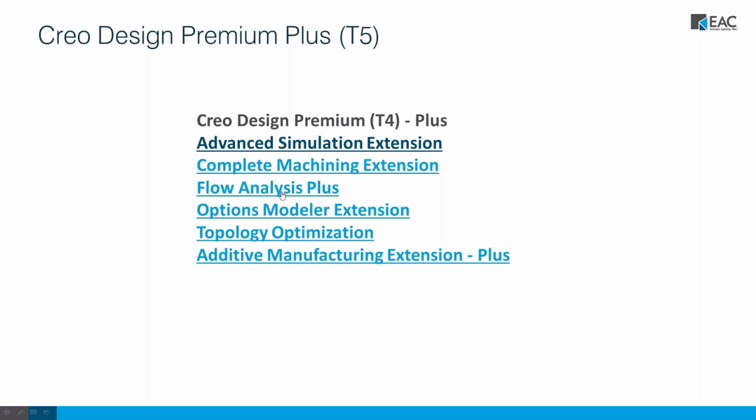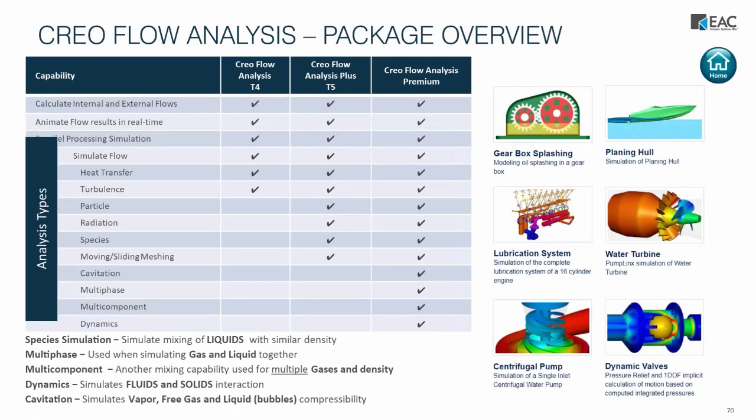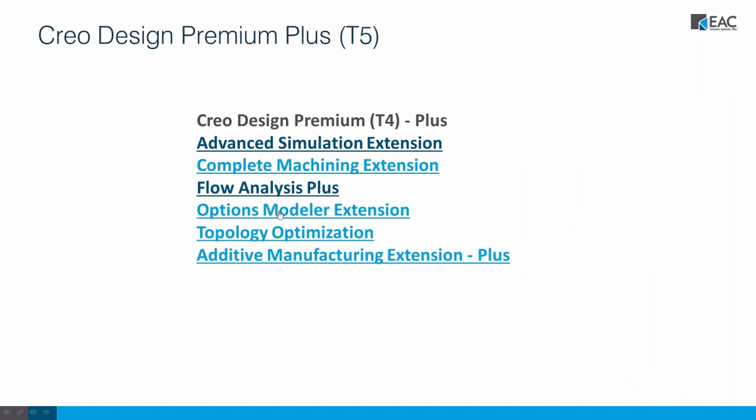Then we have Flow Analysis Plus. So we talked about the CFD before. Let's take a quick look at this because I've broken this down as well. In the T4, we saw the flow analysis package. So that allows us to simulate flow, heat transfer, turbulence, things like that. The Plus version in the MOAB has all those capabilities in addition to particle, radiation, species, and moving and sliding meshes. So like if you have an impeller or something turning. So it does all of that.